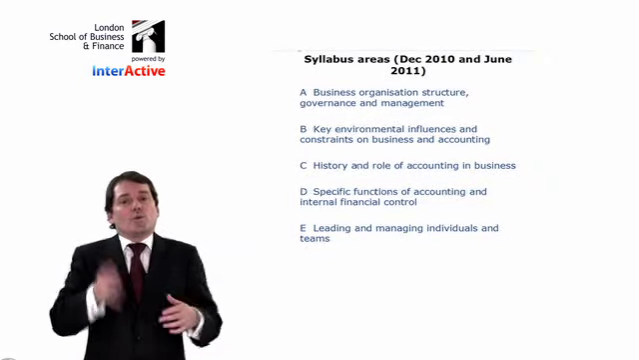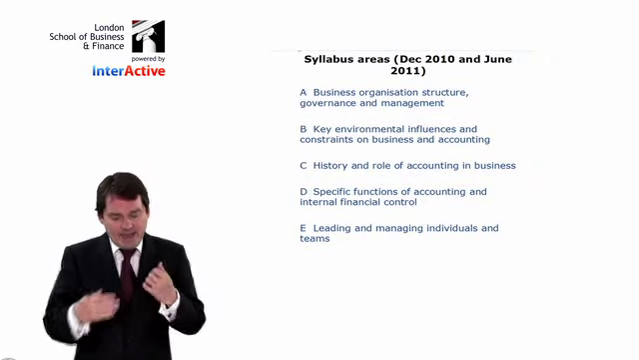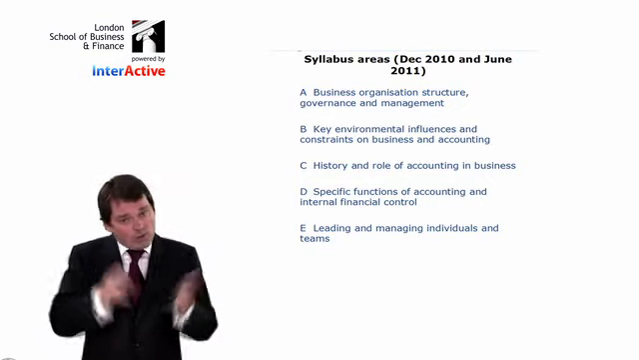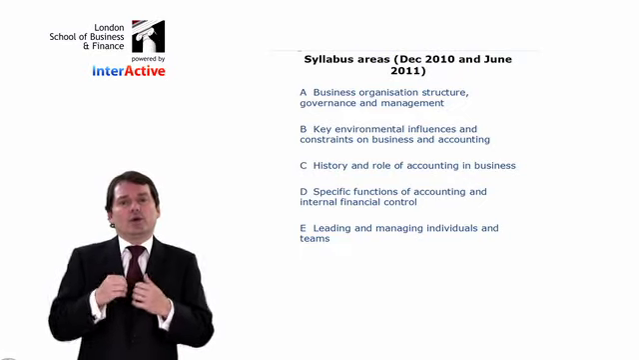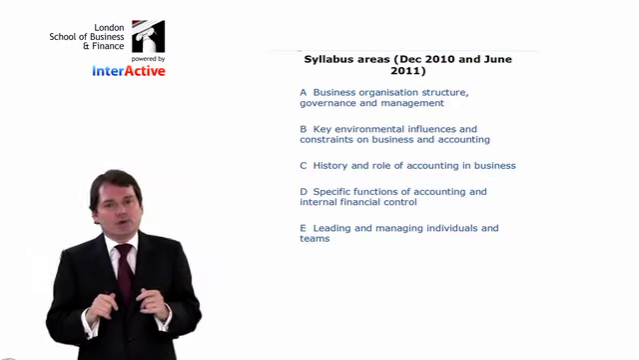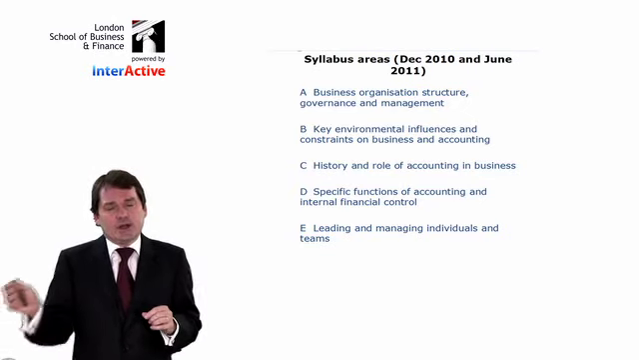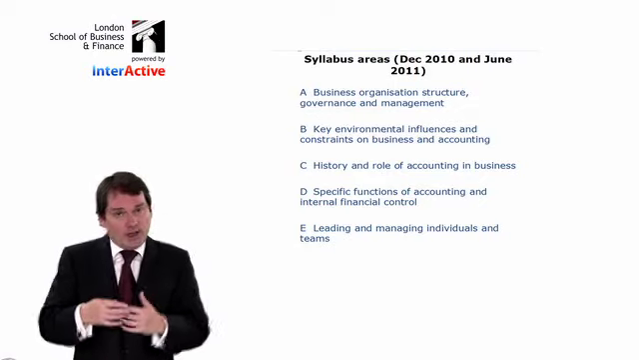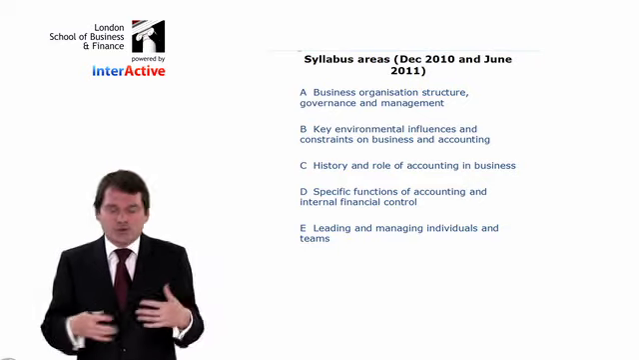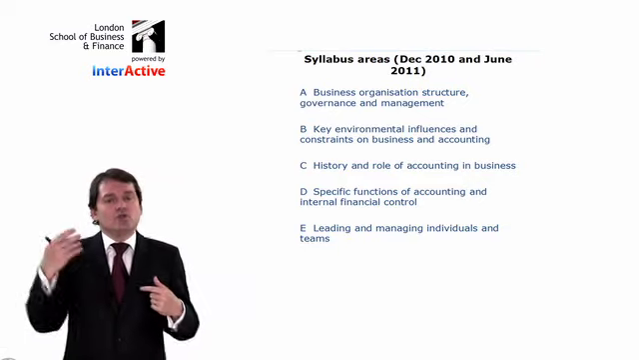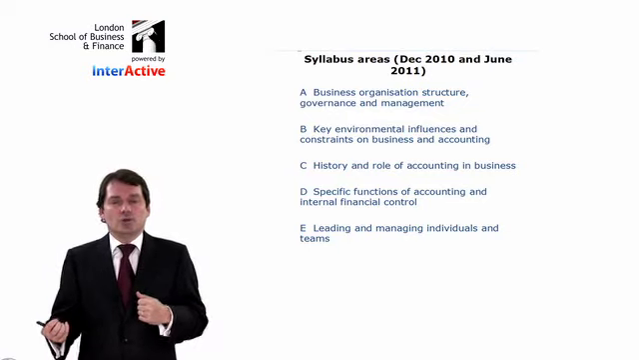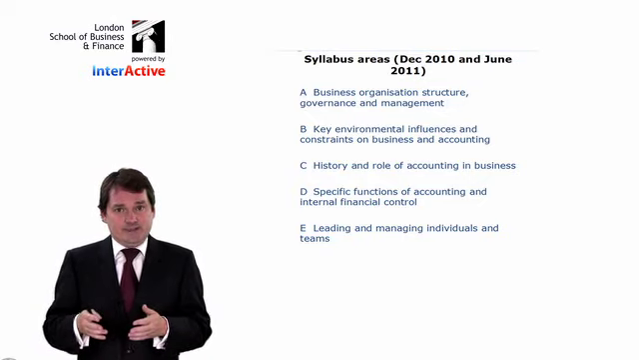So the first major syllabus area, Area A, is about the structure of business organisations. Now what that means is, how is an organisation put together? Do you have one large organisation, or do you split it into a number of sections, a number of departments, a number of divisions? If you do, how do they talk to each other? How do they cooperate with each other? So the structure is all about things like who reports to who and who sits on various committees.